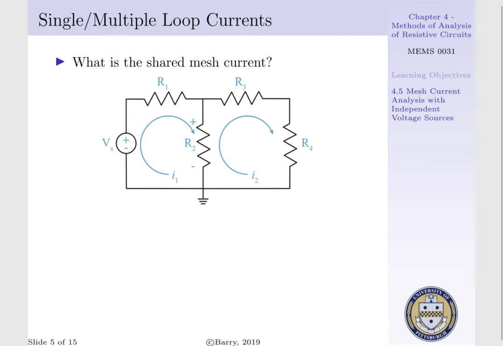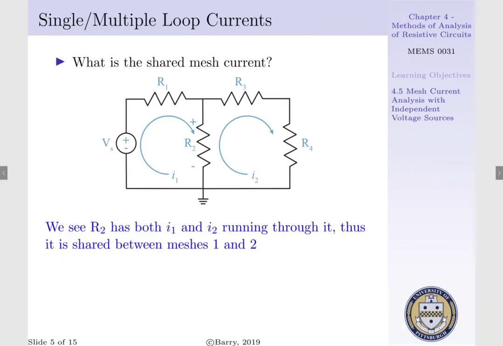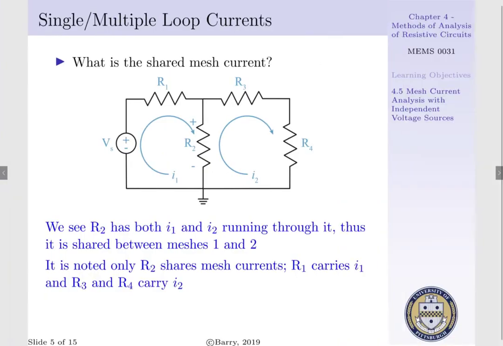We've seen in the previous example, as well as a circuit on this page, that we can have elements that share mesh currents. That is, R2 has both mesh current 1 and mesh current 2 running through it. That is to say, its voltage drop is going to be dependent upon the numeric value of I1 and I2. We see that R1, R3, and R4 are not shared. That is, R1 carries mesh current I1, and R3 and R4 carry mesh current I2.